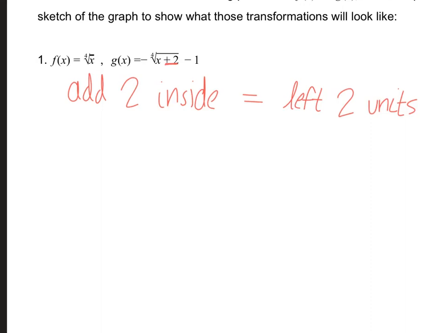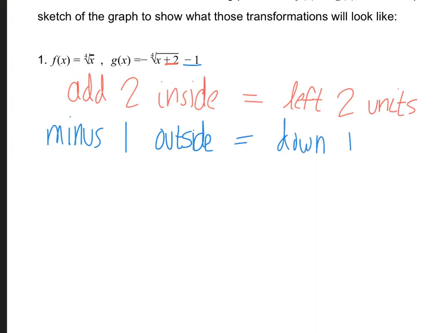And then what else do we see? Well, we see that -1 on the outside. So minus, and I'm not going to do this tedious the whole time, guys. This is just to start. So -1 outside. That's going to be shifting down 1 unit.